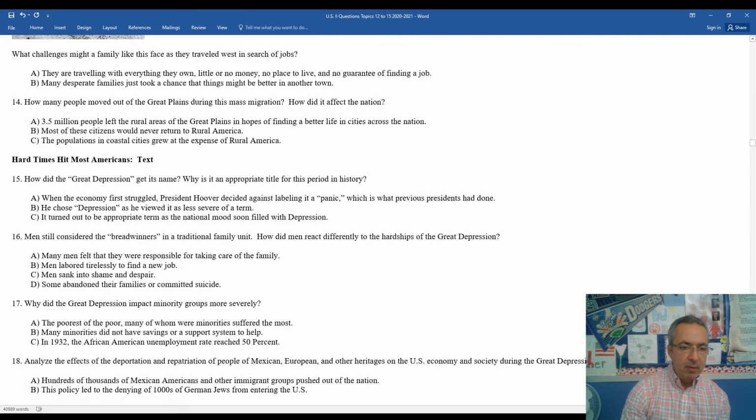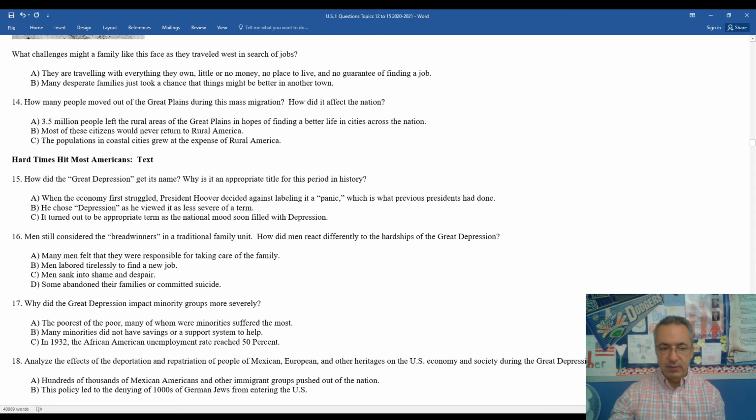To hard times hit most Americans. How did the Great Depression get its name? Was this an appropriate title for this period of time in history? Well, this term comes out of the Hoover administration. President Hoover decided against labeling this period of time in history as a panic. They felt that this would be too scary to the American public and basically facilitate panic and cause more panic in the country. He chose the Depression, and you view this as a less severe term for the economic downtrend. It turned out to be an appropriate term, as it's also a good way to remember the national mood during this period of time, as most Americans were filled with depression.